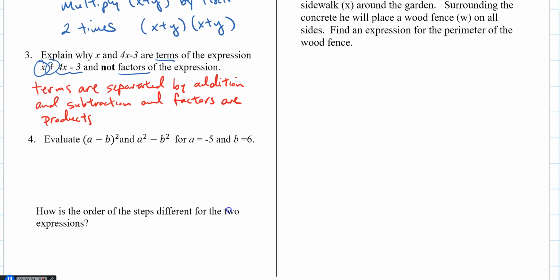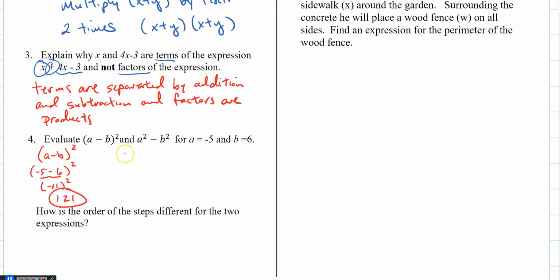Alright, number 4, evaluate a minus b quantity squared and a squared minus b squared when a is negative 5 and b is 6. So we're just going to substitute. And when we look at this, we have a minus b squared turns into negative 5 minus 6 squared. We're going to follow order of operations. Negative 5 take away 6 is negative 11. We square that, we get 121.